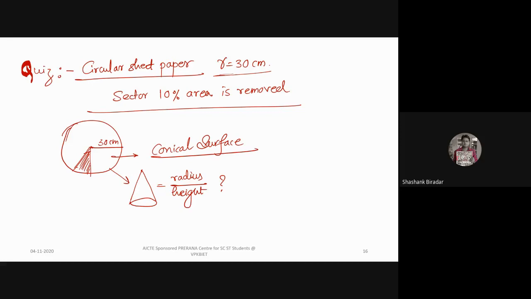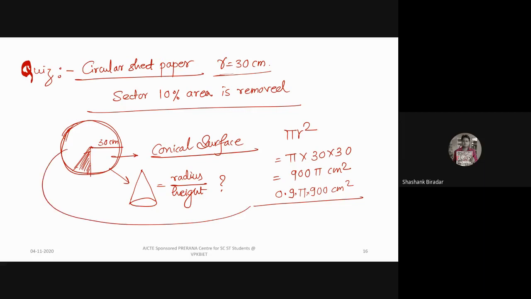Yes. So how do you calculate the area of the circle after removing 10% from the complete circle? Area of circle is given as pi r square. So pi into 30 into 30 gives me 900 pi centimeter square as the area of the complete circle, right? If I multiply this with 0.9, then 0.9 multiplied by pi multiplied by 900 centimeter square is the area of the remaining part. Just 10% area we have excluded.